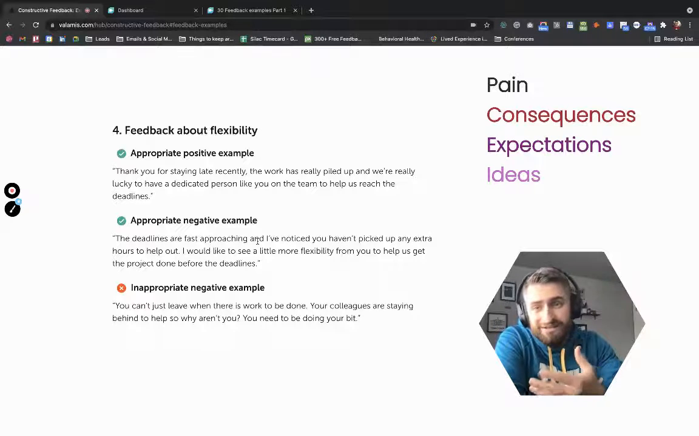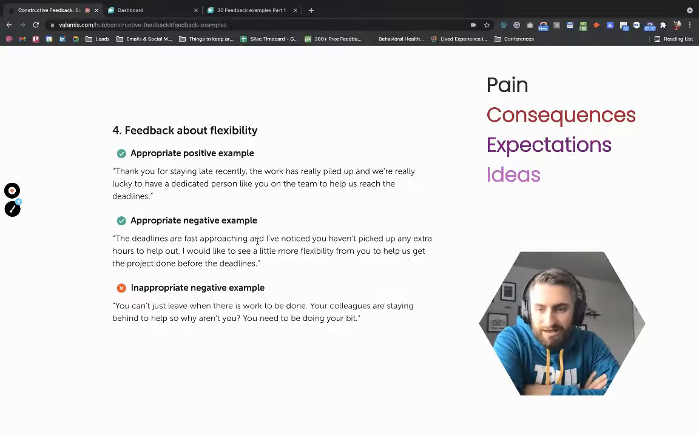So this is their example of what would be good negative feedback. We'll see how it stacks up for us. The deadlines are fast approaching, and I've noticed you haven't picked up any extra hours to help out. Ooh, I would like to see a little more flexibility from you to help us get this project done before deadlines. Ooh, okay. So the pain is we have a deadline that's approaching, and you haven't helped out, right?